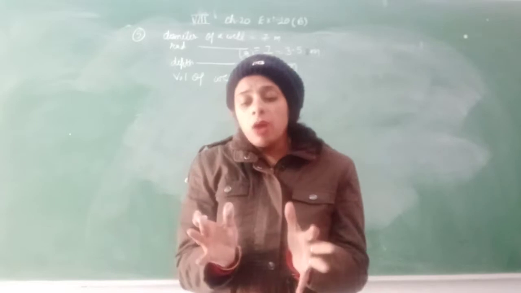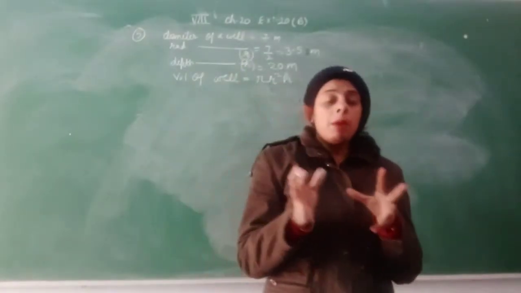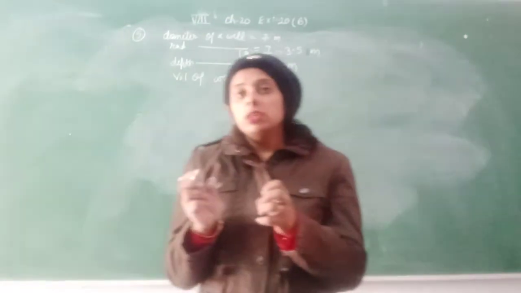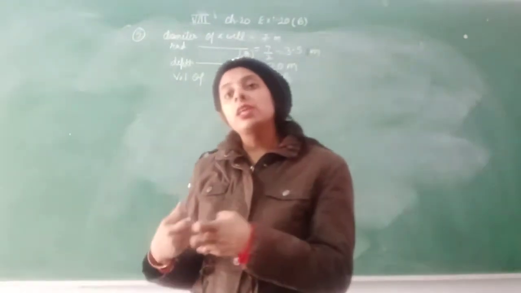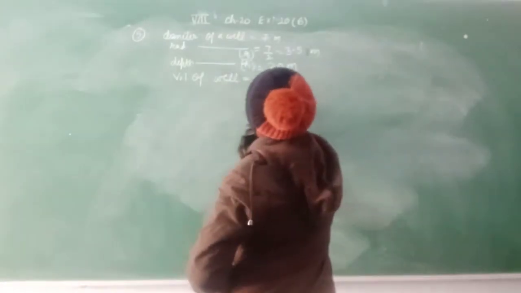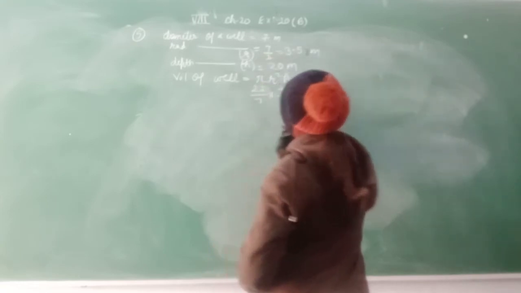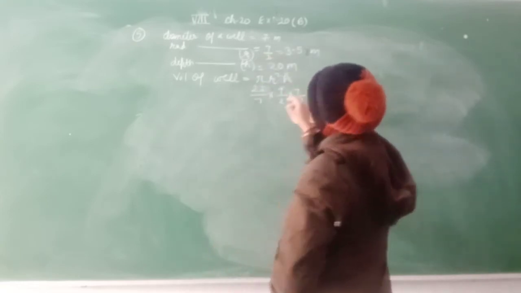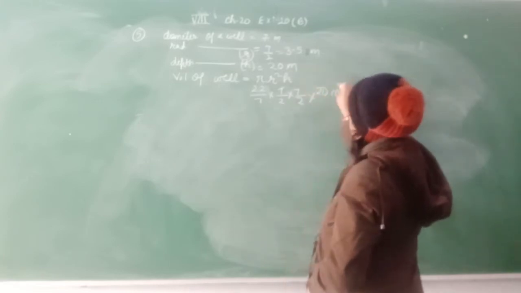It means the amount that a well can contain, the amount of soil, the amount of earth dug out, that is known as the volume of that well. Clear? So the 22 by 7, R is 3.5, it means 7 by 2 is there. So I am using 7 by 2, 7 by 2, and height is 20. So your answer will be in meter cube.